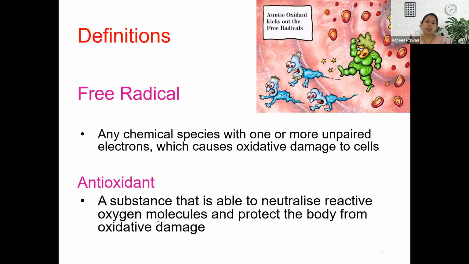Now next come the antioxidants. Antioxidants are opposite to the free radicals. These are also classed as scavenger molecules because they have a lot of electrons in their atoms. Thus, they have the capability to neutralize these free radicals by reacting with these oxygen molecules, protecting the body from oxidative damage this way.